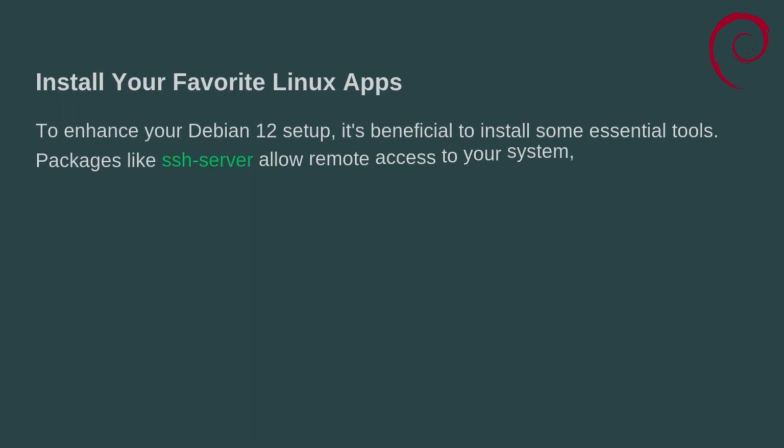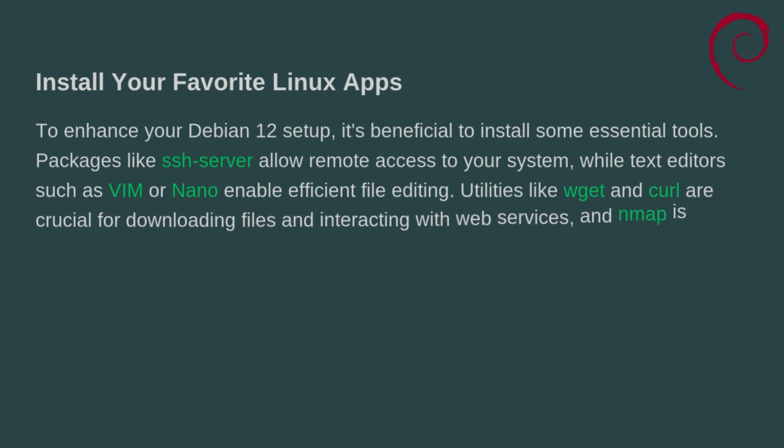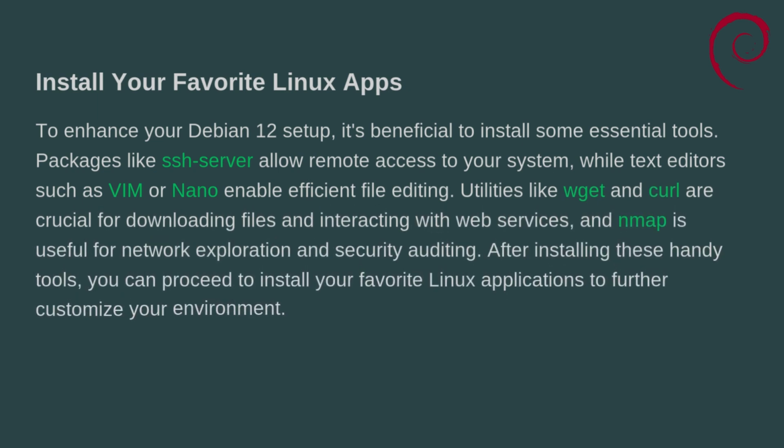Install your favorite Linux apps. To enhance your Debian 12 setup, it's beneficial to install some essential tools. Packages like SSH Server allow remote access to your system, while text editors such as Vim or Nano enable efficient file editing. Utilities like wget and curl are crucial for downloading files and interacting with web services, and nmap is useful for network exploration and security auditing. After installing these handy tools, you can proceed to install your favorite Linux applications to further customize your environment.